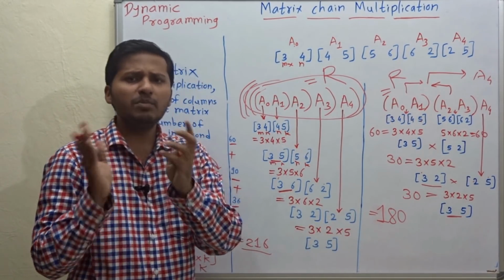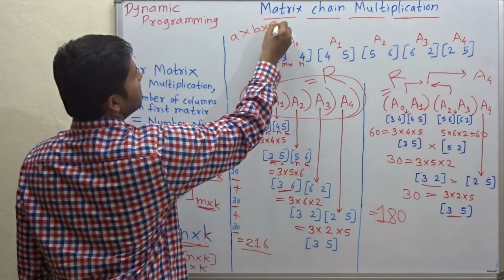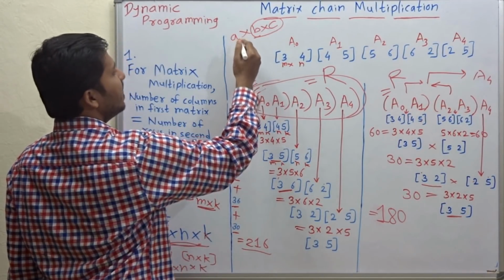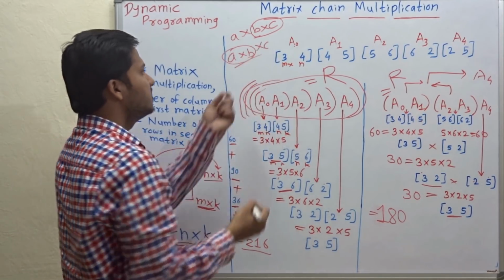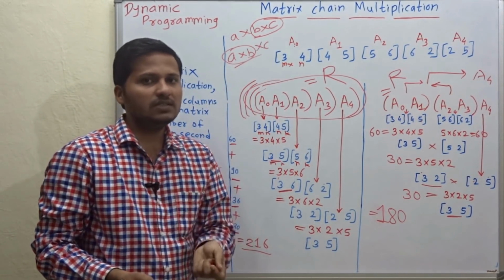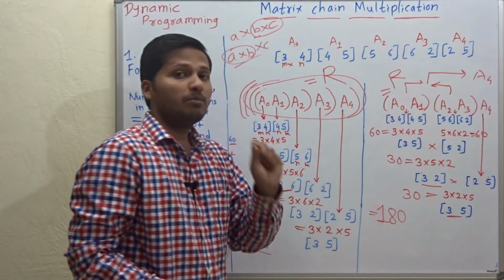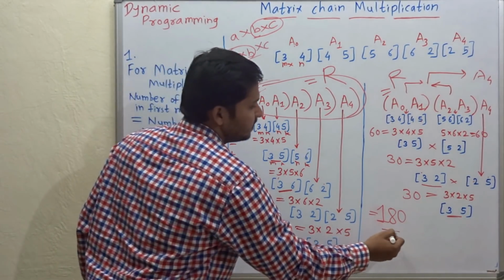Similar to the multiplication operation of numbers like A into B into C. Even if you multiply B into C first and then multiply A, or you multiply A into B first and then multiply with C, the answer will be the same. So the same is the case here. The result will be the same. But in case of matrix multiplication, the cost will be different.